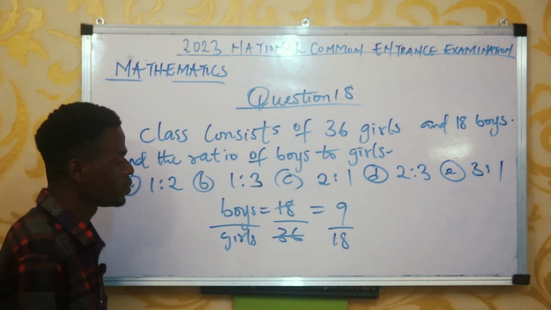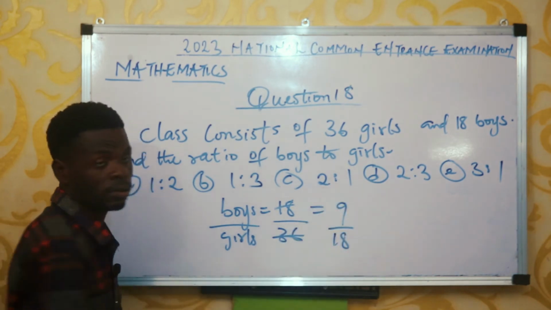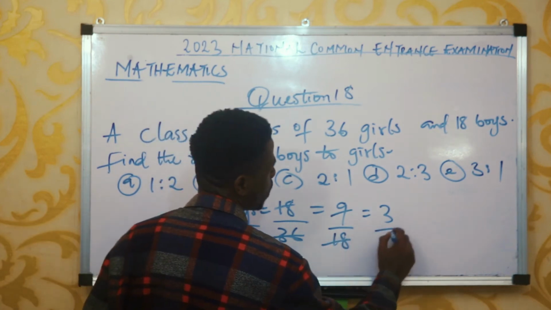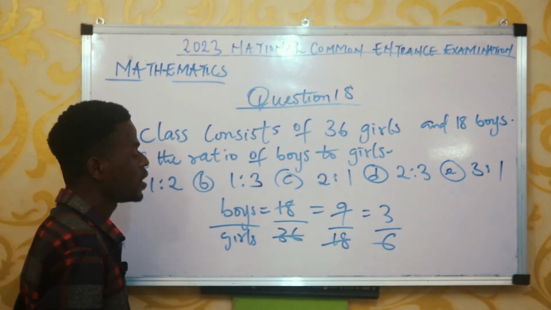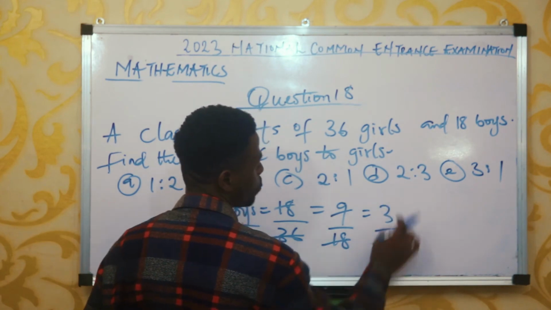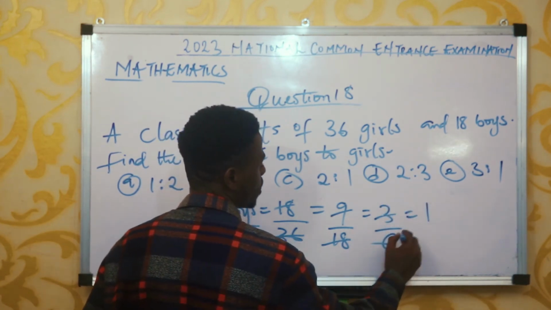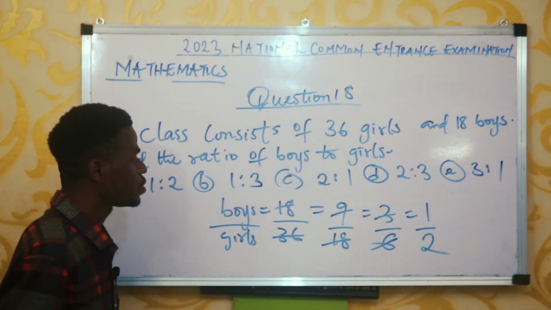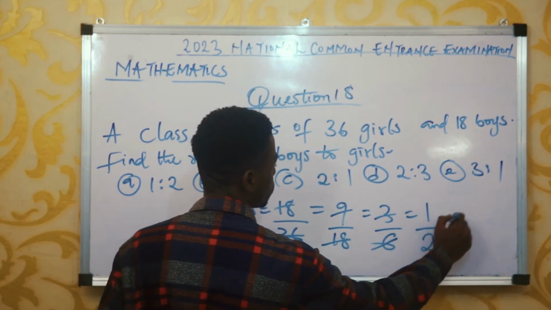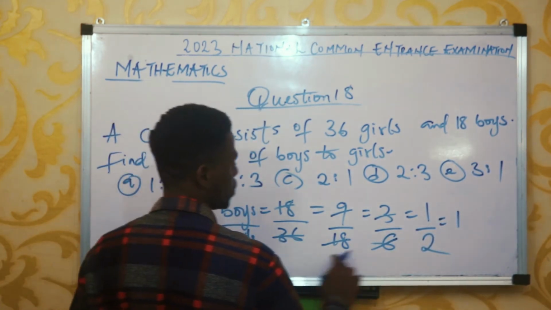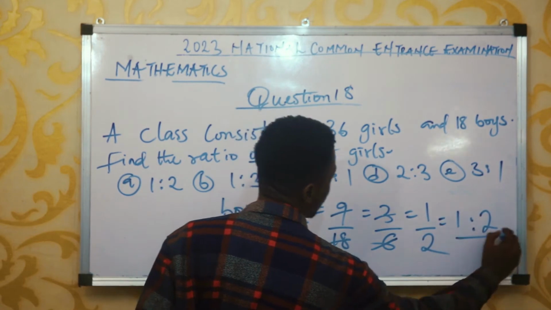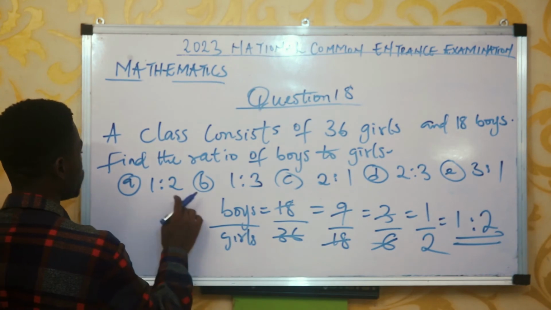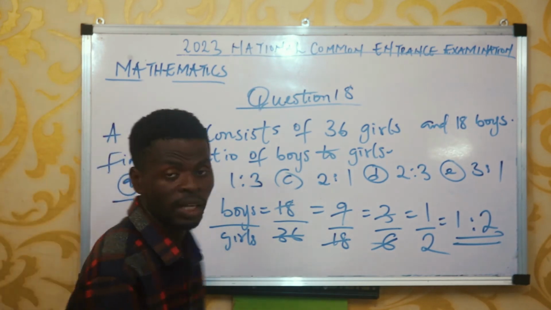So in this place now, 3 can go into both sides. 3 in 9 is 3, then 3 in 18 gives us 6. Look at it again. 3 can divide both sides. 3 in 3 gives us 1, and 3 in 6 gives us 2. So we have divided it to the lowest terms. The boys is 1, while the girls is 2. So our answer is 1 ratio 2. Definitely our option there is Option A, which is 1:2. Thank you very much.